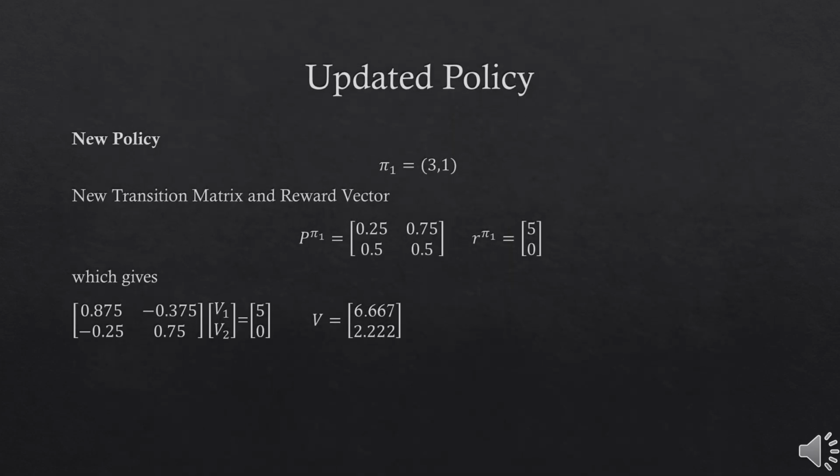After the improvement step, the policy changes from the initial policy to a new policy consisting of action 3 in state 1 and action 1 in state 2. This updated policy reflects the best decisions identified during the improvement stage. Using this new policy, we construct a new transition matrix and reward vector. We then perform another policy evaluation to calculate the corresponding value function. As expected, the resulting values are significantly higher than those obtained under the initial policy.